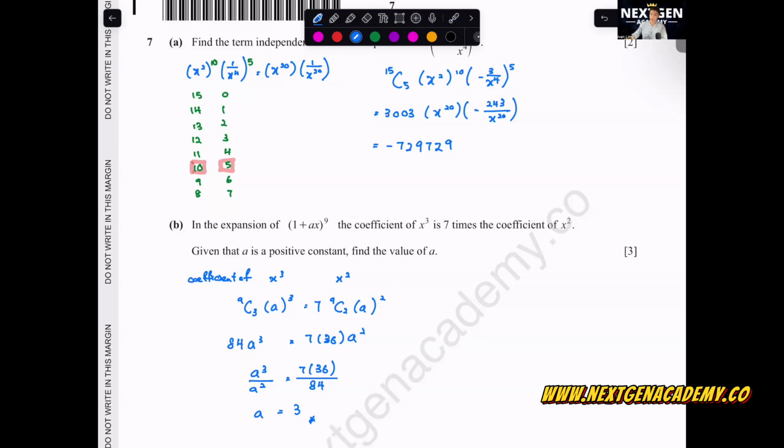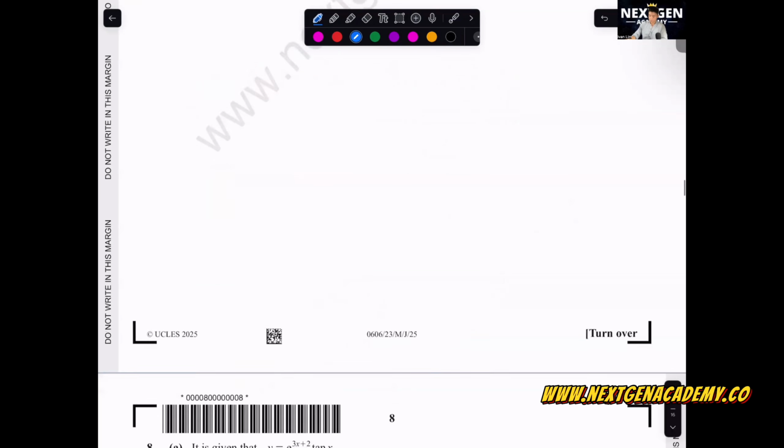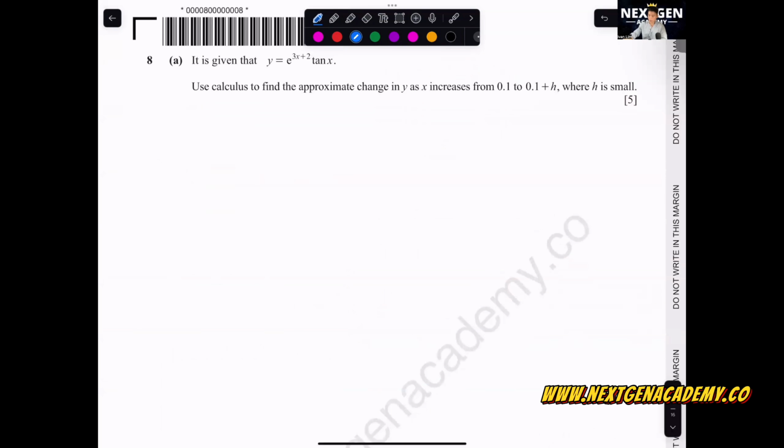Okay, let's go to question number 8. It is given y equals to e to the power of 3x plus 2 tangent x. Use calculus to find the approximate change in y as x increases from 0.1 to 0.1 plus h. Okay, keyword, approximate change in y. The moment we see this approximate change, we write down this equation. Delta y over delta x equals to dy over dx.